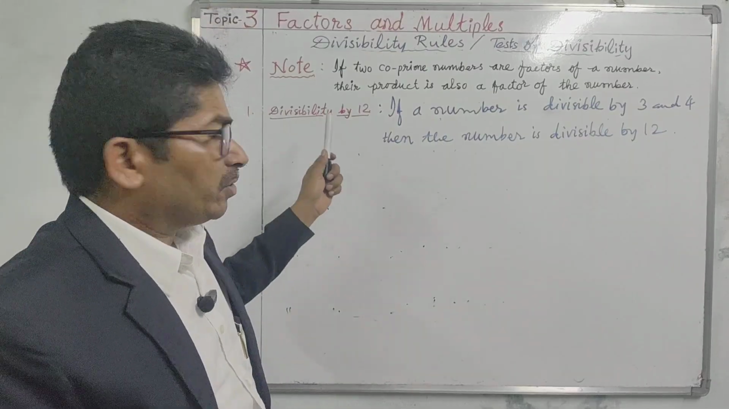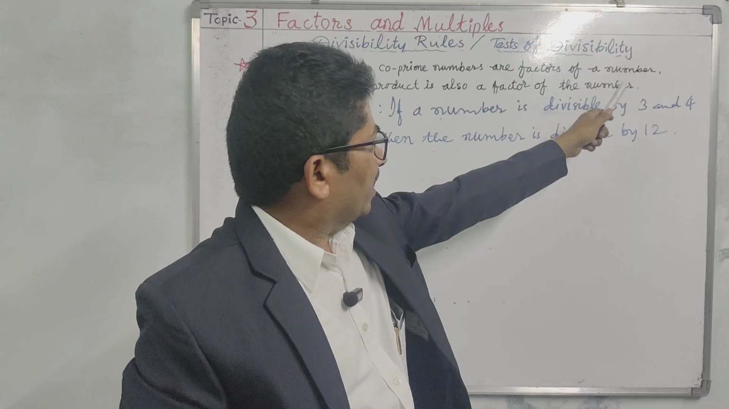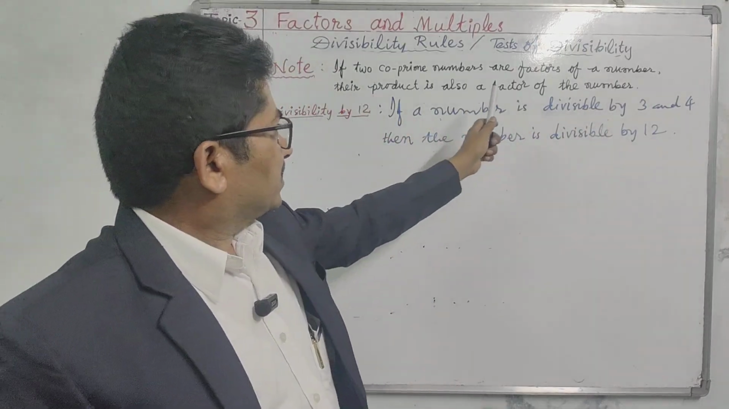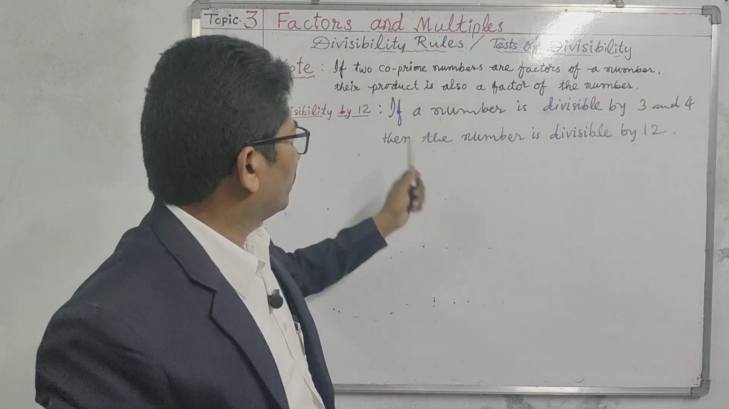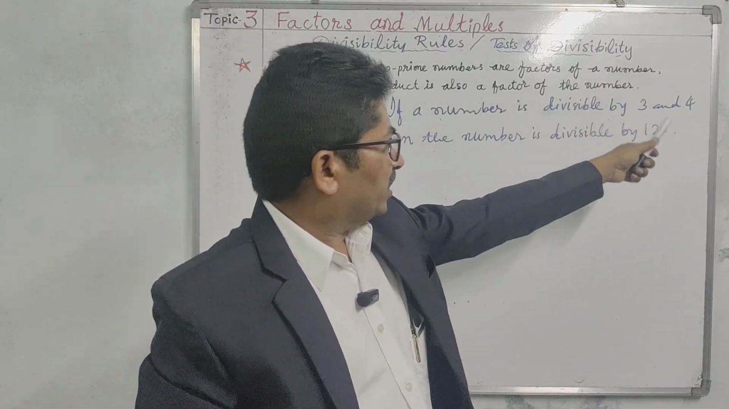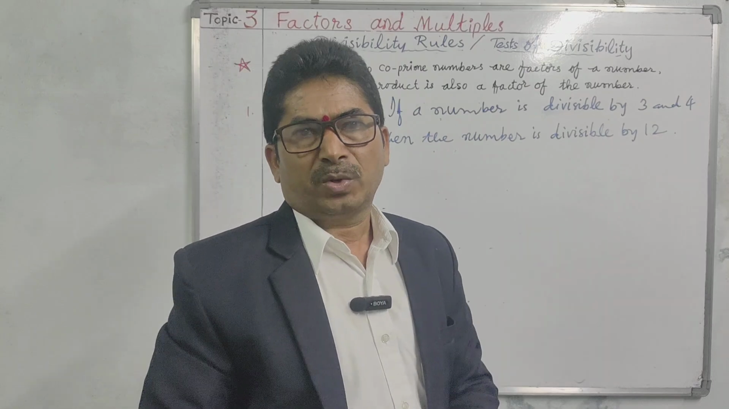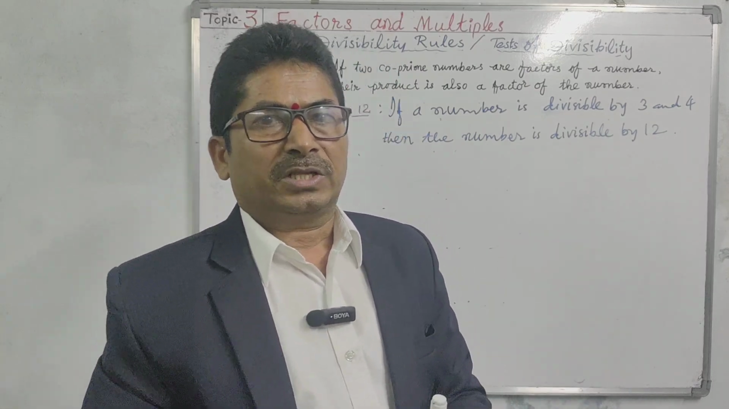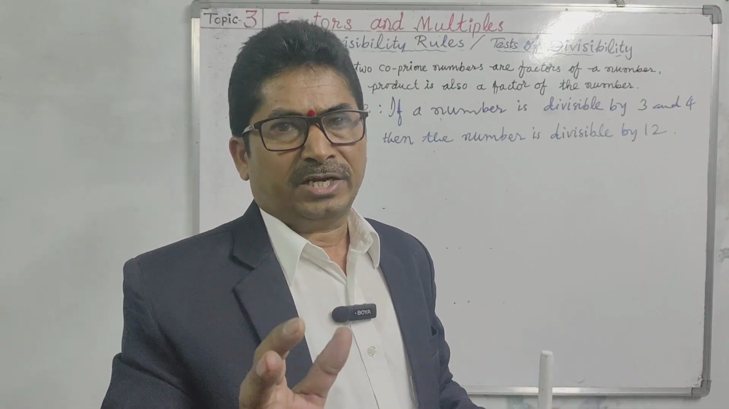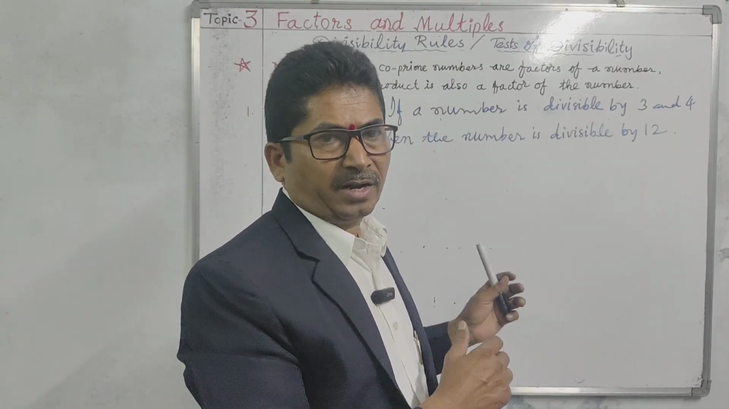Here is an important note. The note is, if two co-prime numbers are factors of a number, their product is also a factor of the number. Divisibility by 12. If a number is divisible by 3 and 4, then the number is exactly divisible by 12. To understand this, I am taking an example here.